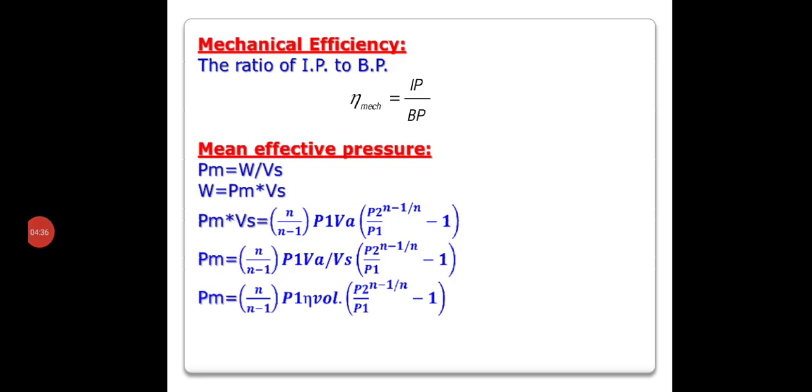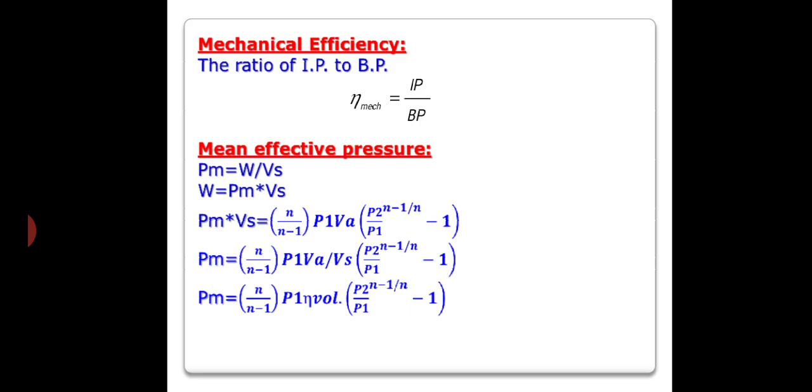So next, as we have discussed, mechanical efficiency for the engine is BP upon IP, but for the compressor it is IP upon BP. So we are finding the ratio of the IP to BP is called the mechanical efficiency of the compressor. So we are writing the mathematical form: mechanical efficiency is equal to IP upon BP.